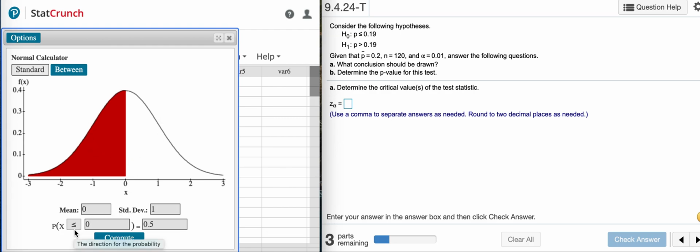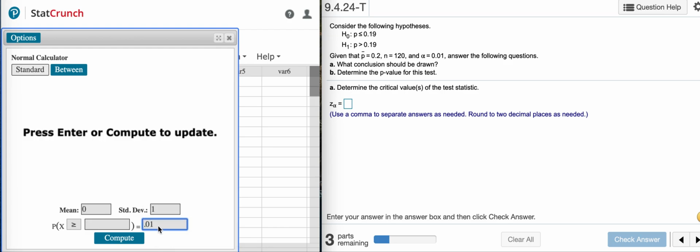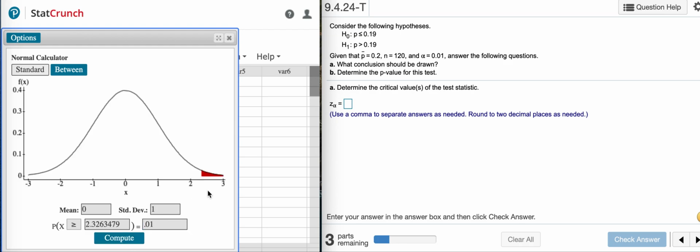I want to calculate the probability of being greater than some value, the upper tail probability. I want the percentile, this number which I don't know, to have a probability of being greater than or equal to that number of 0.01, the significance level. If I do that and press compute, what I have is 2.326, a value such that if I get a test statistic z greater than that, I will then reject the null hypothesis. Anything beyond here would have a p-value less than 0.01.